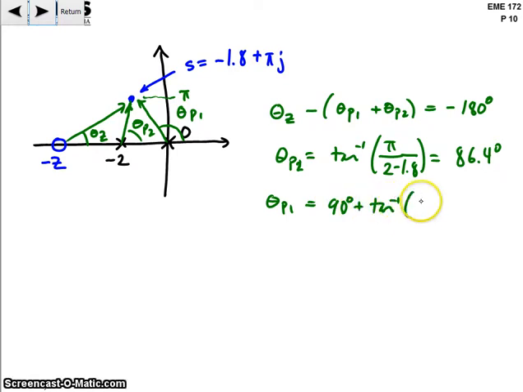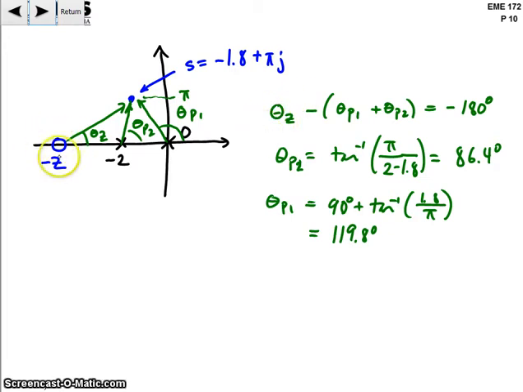And theta p1 is going to be equal to 90 degrees plus arctangent of 1.8 over pi. Again I used the triangle here, so it's got length here of pi, and the length along here is 1.8. And so when I do that calculation, I get 119.8 degrees.